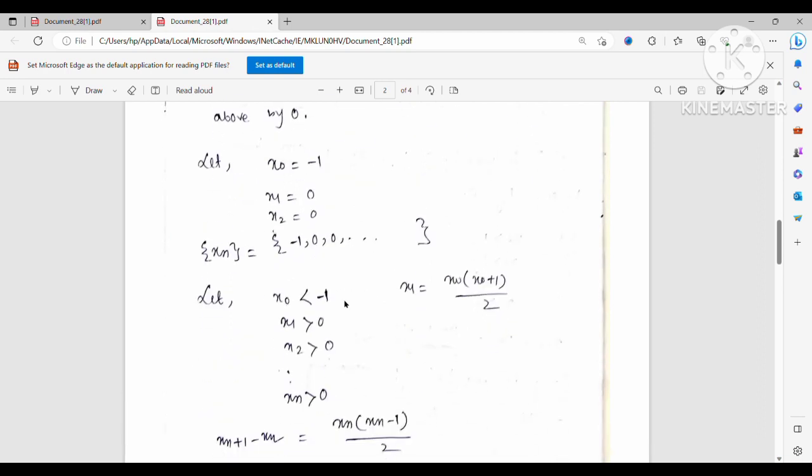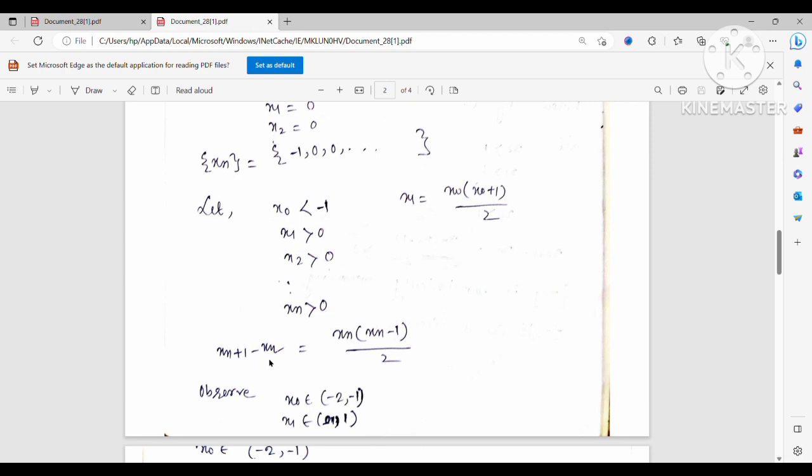Now when x0 is less than minus 1, then x0 plus 1 is less than 0, so both are negative, and the product of two negative terms is always positive, so x1 is greater than 0. So x0 less than minus 1 implies x1 greater than 0, and whenever x1 is greater than 0, x2 is also greater than 0, and similarly, recursively, we can say that xn is greater than 0. Now see that x(n+1) minus xn is basically xn times (xn minus 1) divided by 2.